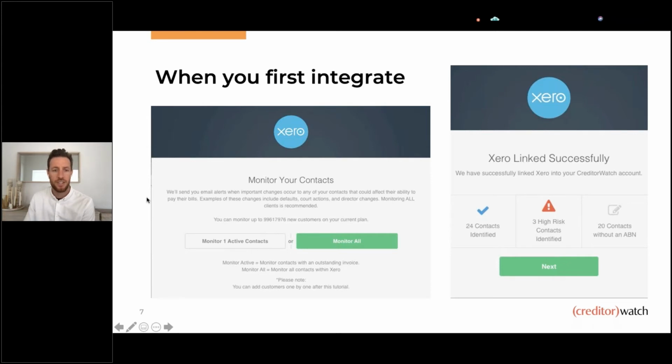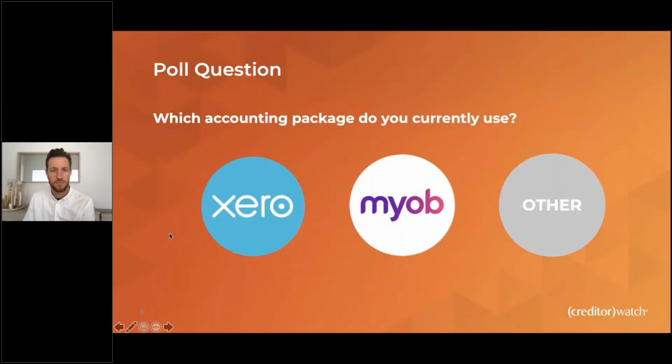By clicking that, that will then start to add those customers to your watch list, your monitoring list. And of course, if you choose to monitor only the active customers, that's fine. You can monitor them one by one thereafter, once you get into your CreditorWatch account.